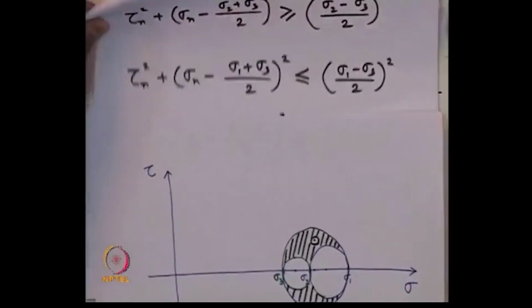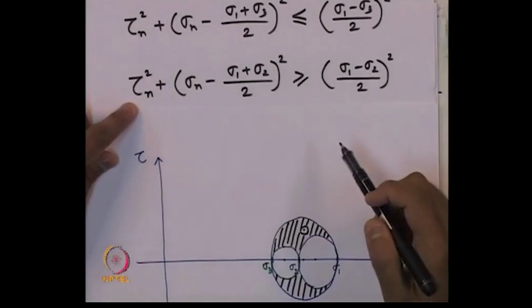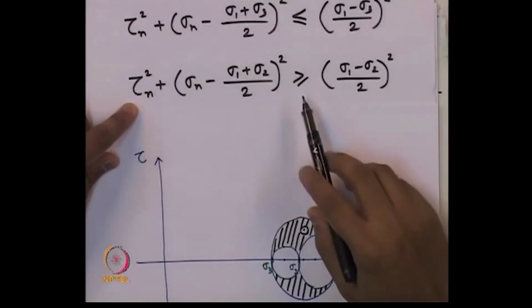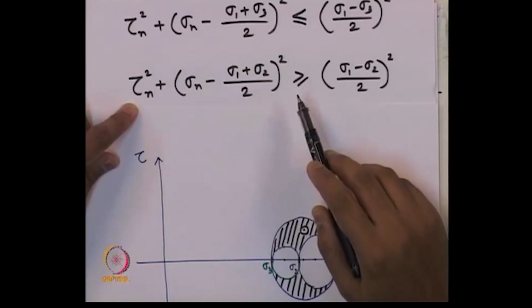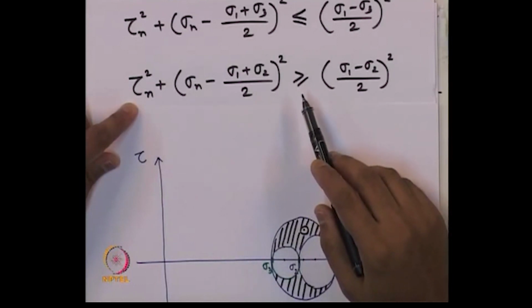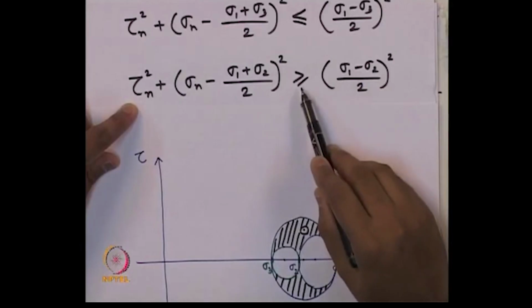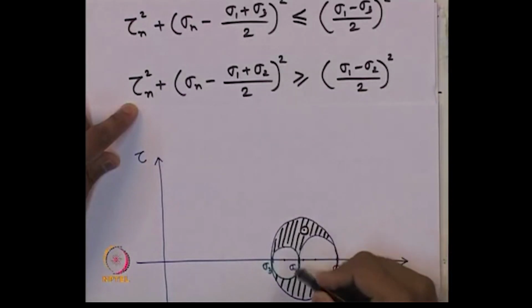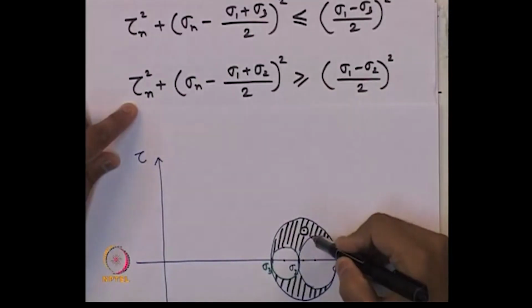What is the criteria we are getting from the third equation? That the point on that nth plane must be outside the circle between sigma 1 and sigma 2. The equality sign again says that it can lie maximum on this circumference of the circle, otherwise the greater than sign denotes it should be outside or at this point.